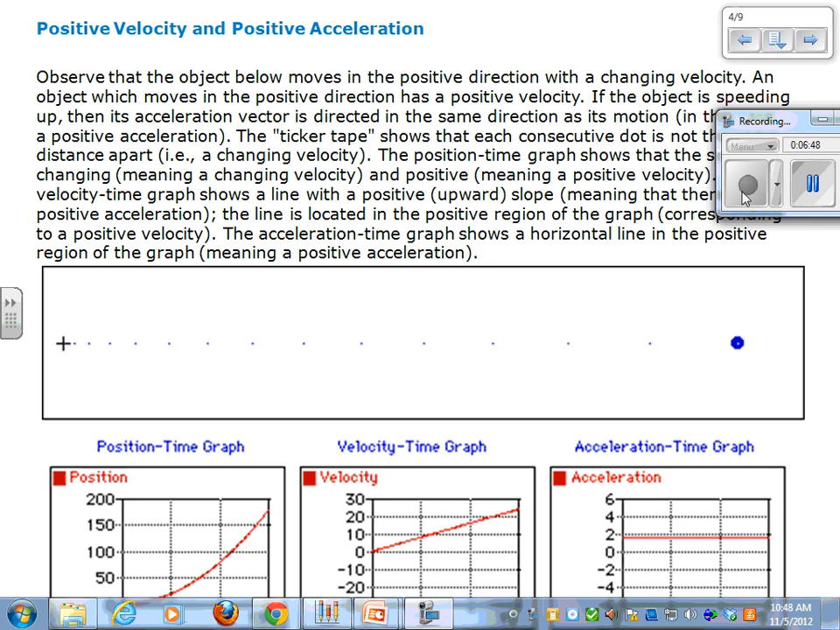Okay, so once again, a bit of prediction here. The next one is positive velocity, negative acceleration. Positive velocity means moving to the right. Negative acceleration though means this way, so it's going to be slowing down. So what are the dots going to look like? Getting closer together. And now I'm asking you to think about what are the graphs going to look like?